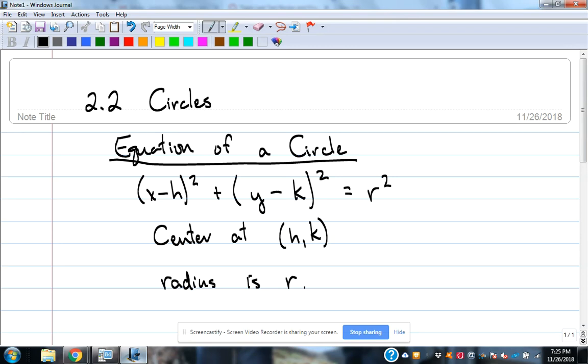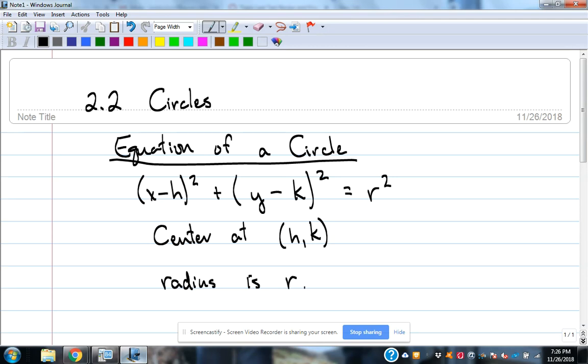What's the radius of a circle? You might remember from before, it's the measure from the center to the outside of the circle. So that's what a radius is. It's halfway across the circle, basically, is another way of describing that. But the measurement from the center to the outside edge of the circle is the radius, okay?